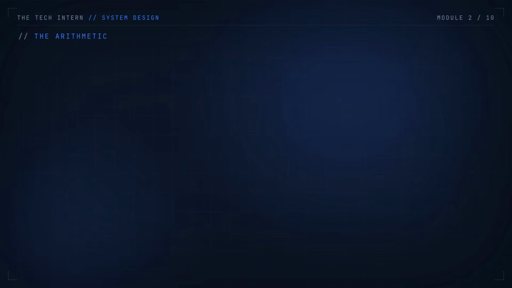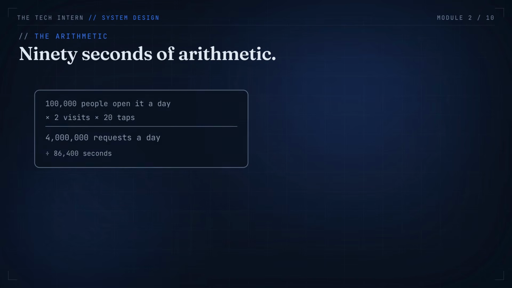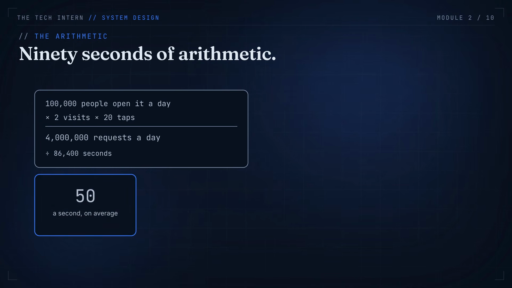Now, one bit of arithmetic. It takes 90 seconds and it will tell us something genuinely surprising. Say 1 million people have installed Dabba and 100,000 of them open it on a given day. Each of those opens it about twice and pokes around 20 screens per visit. That's 4 million requests a day. Divide by the 86,400 seconds in a day, and you get about 46 requests per second. Call it 50 a second.